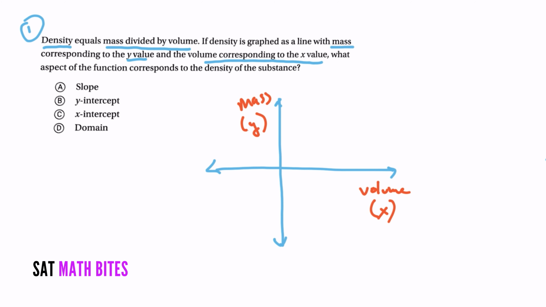And then it says what aspect of the function corresponds to the density of the substance. So density equals mass divided by volume, but according to the graph, a normal XY graph, that would be y over x. So that's the vertical change over the horizontal change. That's the definition of slope. So for number 1, the answer is A.